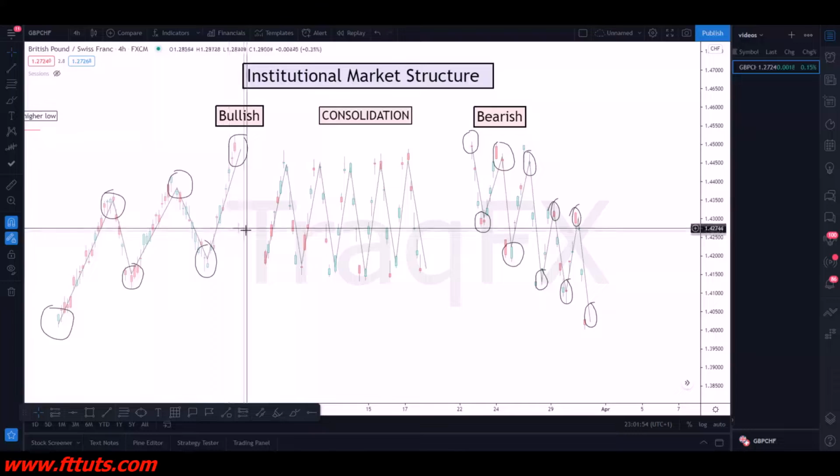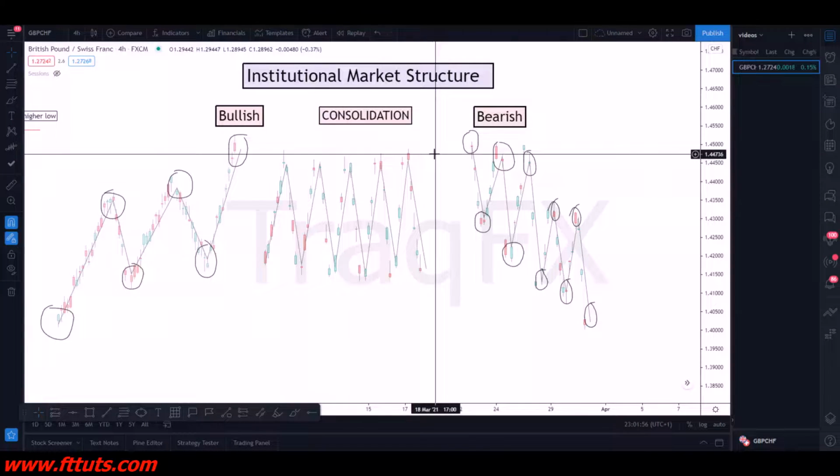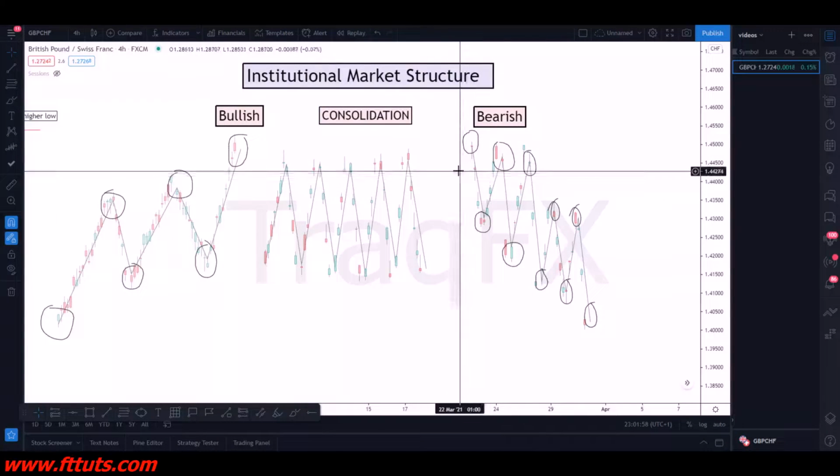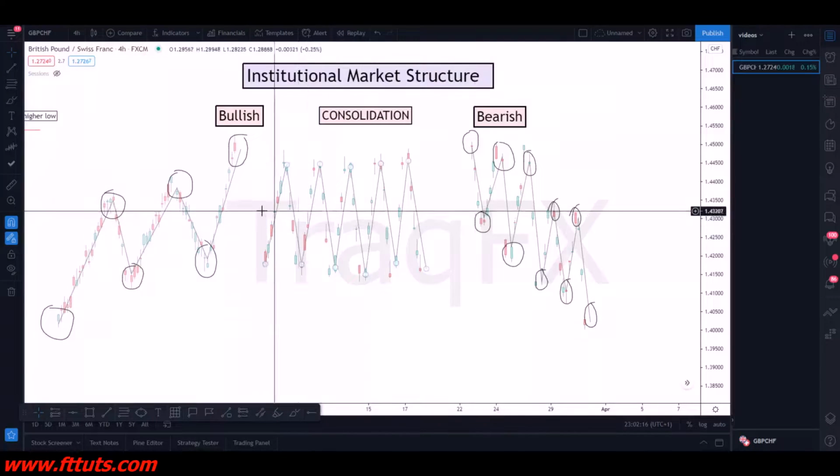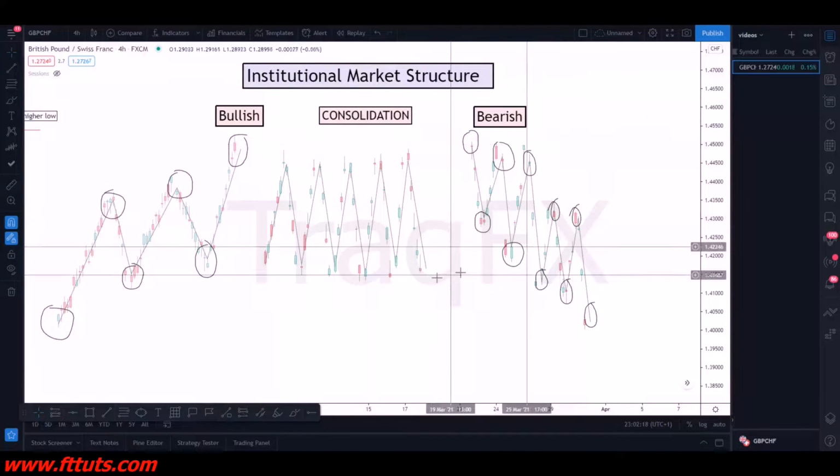So now we know that the market creates a bullish structure, either consolidates, or it creates a bearish structure. Other than these three market structures, there's nothing else. There's no ICT kill zone, whatever. I'm sorry if anyone got offended by that, but ICT and all these traders like to confuse market structure, and I don't like that. So it's really simple. There's just bullish, consolidation, or bearish.